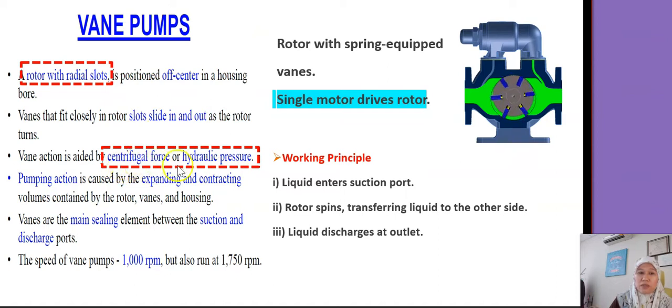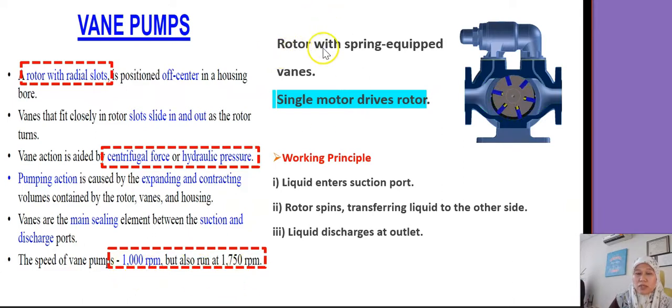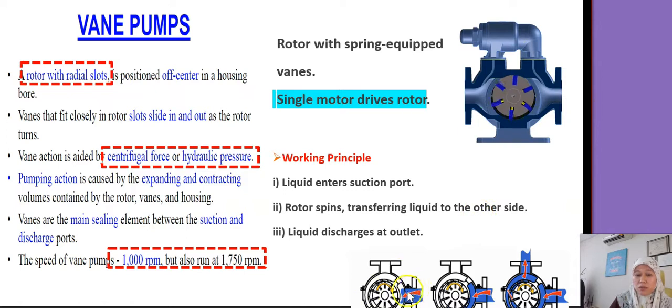And it uses centrifugal force or hydraulic pressure. And its speed is not very high, like an external pump, about 1000. And rotor with spring-equipped vane, single motor drive rotor. So just one drive, a motor for this rotor. Working principle: liquid enters the suction port, the rotor spins, transferring liquid to the other side and out. It's very simple: enters, spins, and exits to the outlet.